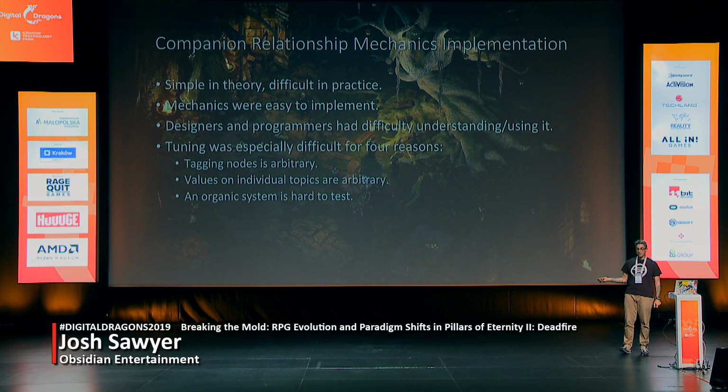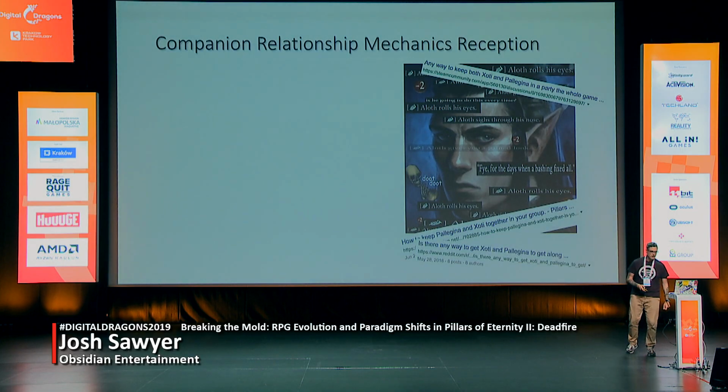An organic system is hard to test. That's part of the point, is that if you take a different route through the game, you can arrive at that relationship through a different way. And what feels good is ultimately subjective. So someone might say, yeah, this feels totally great, and another person might say, this feels completely rushed, or why is it taking so long for this character to react to the choices that I've made? So the reception, not good. This did not go well.